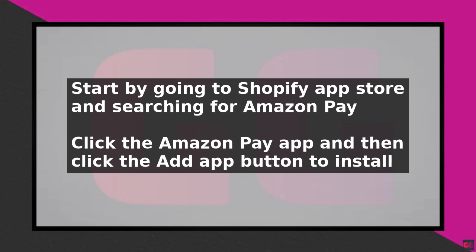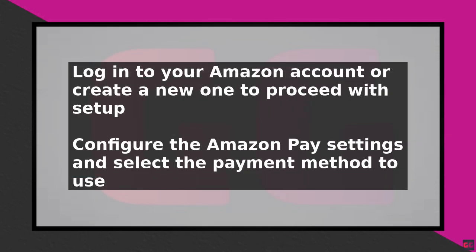Next, you will be asked to log into your Amazon account or create a new one if you don't have one. After logging in, you will be redirected back to Shopify where you need to configure the Amazon Pay settings. In the Settings page, you need to select the payment method you want to use, either Amazon Pay or log in with Amazon.